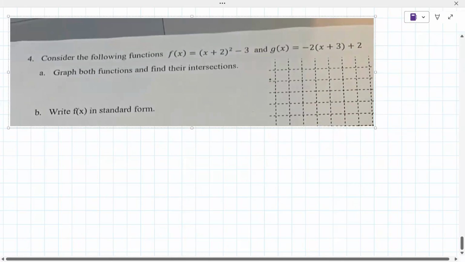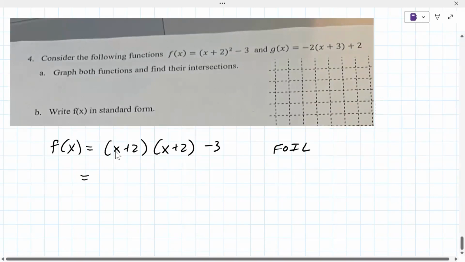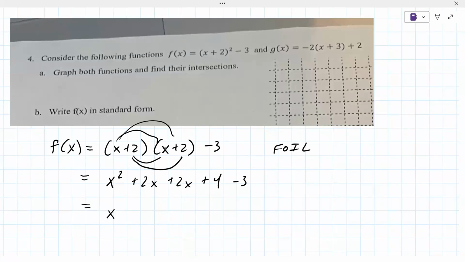So f of x in standard form, what that requires you to do is to expand or FOIL. Just like before, you're going to take the first times the first, x times x, that's x squared. The outside, x times 2. The inside, 2x, and then the last, 2 times 2 is 4. And then you combine like terms. So you have x squared plus 4x plus 1, and that is in standard form.